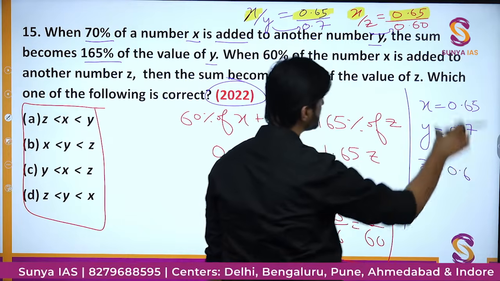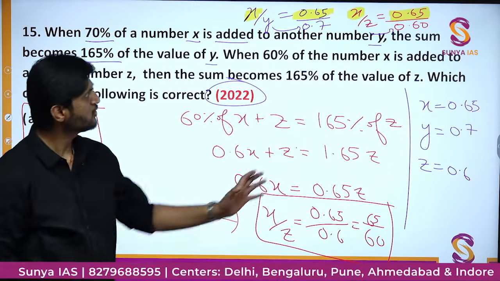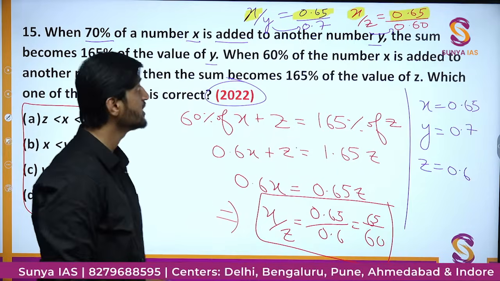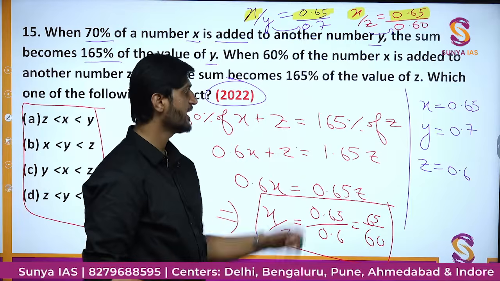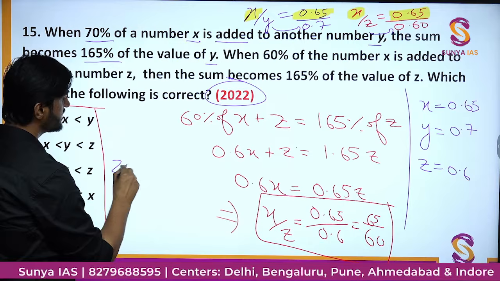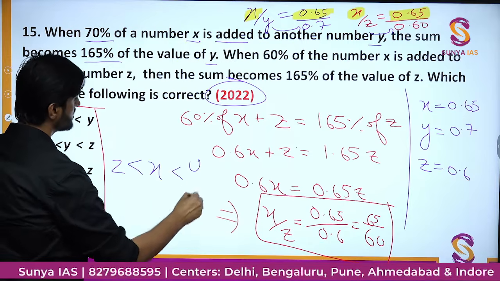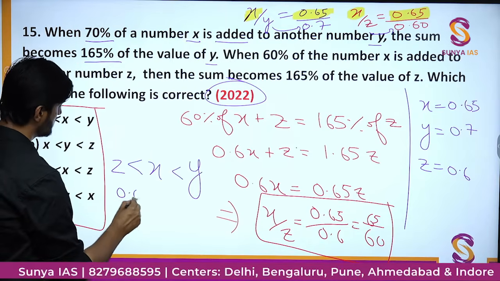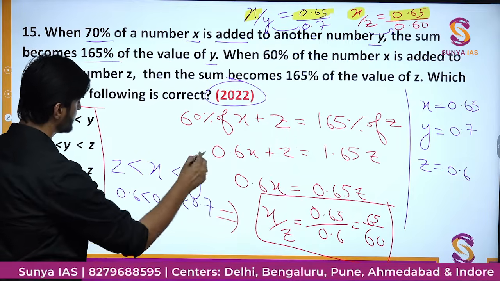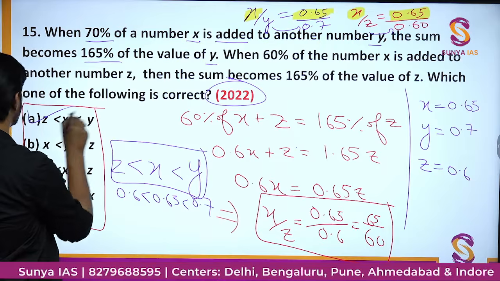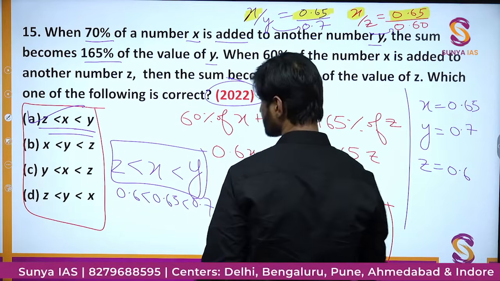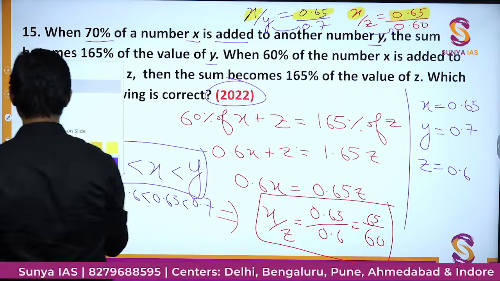So if we have this basic understanding, if we take out this basic information from there, one can easily say that z is the smallest, then there is x, and then there is y. So we have 0.6 less than 0.65, then we have 0.7. That is going to be the basic order. That is, option number A would be correct. What we can also understand is that, let me just clear it up.